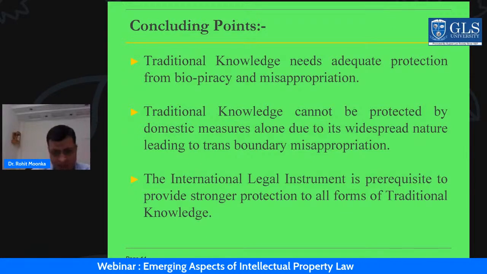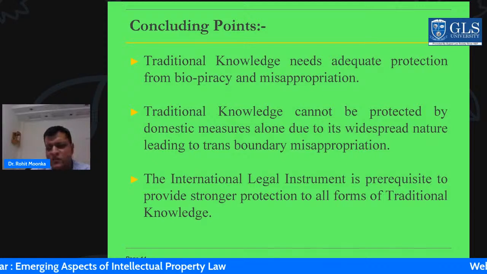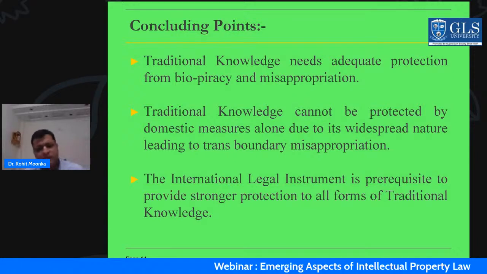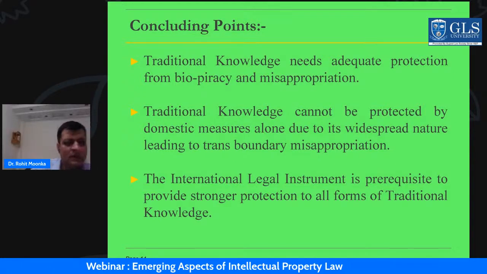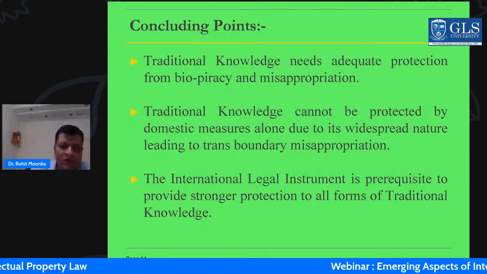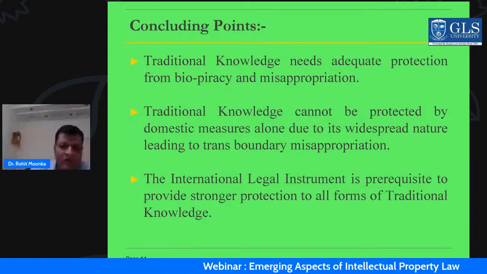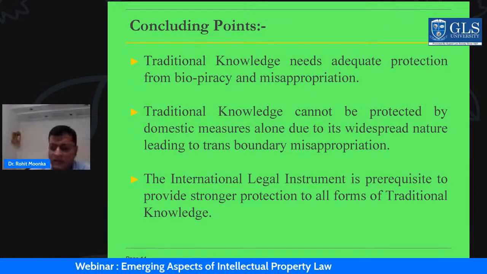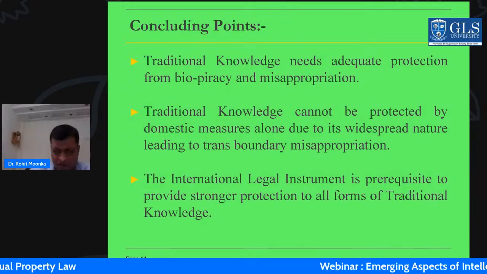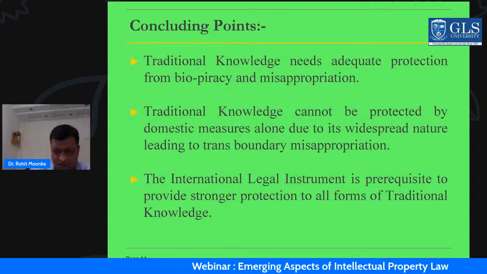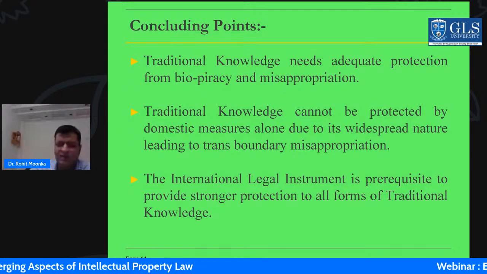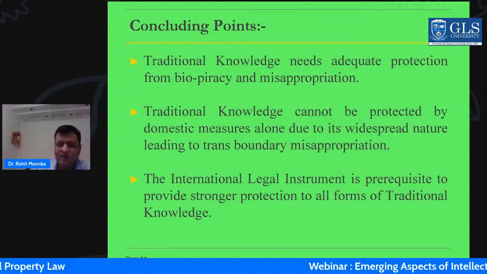So that is the reason why there is a need not only at the domestic level, but also at the international level. So the third point is that an international legal instrument is a must, a prerequisite to provide stronger protection to all forms of traditional knowledge, which is currently lacking because, as we have seen earlier, there are international instruments in piecemeal. They are not per se on safeguarding traditional knowledge. They deal with different branches or aspects which might have some nexus with traditional knowledge. So there is a need for a specific, exclusive international instrument, treaty or convention.